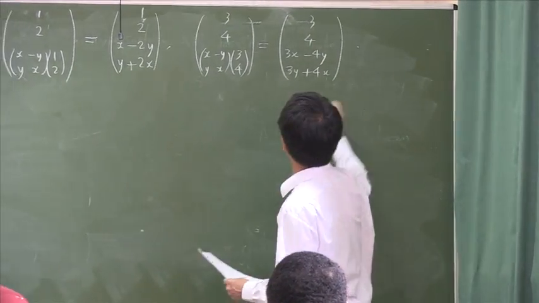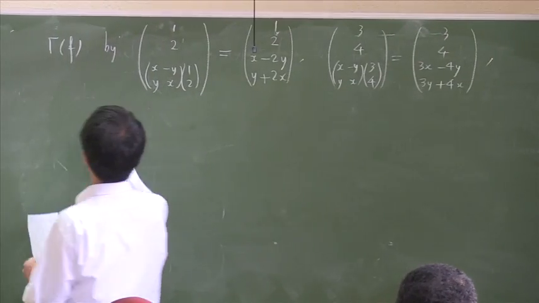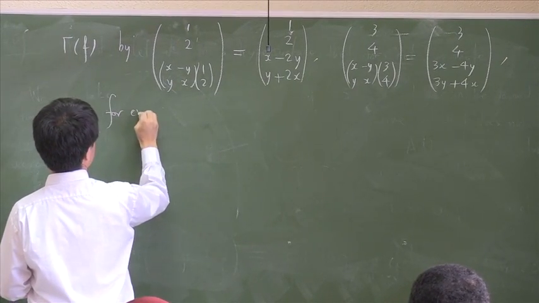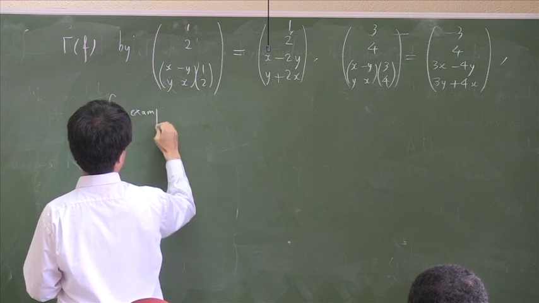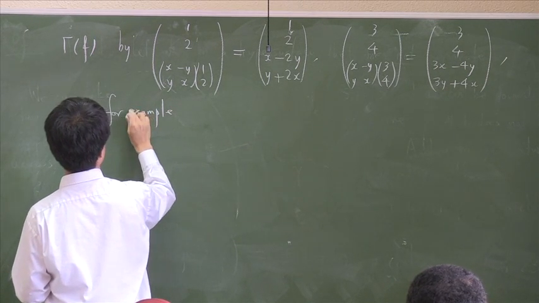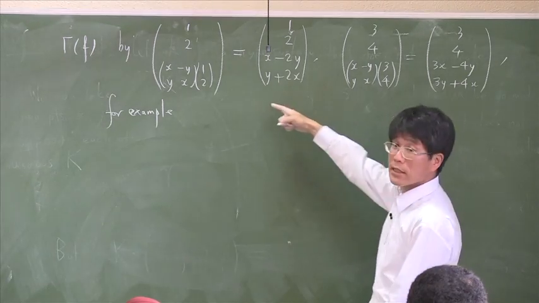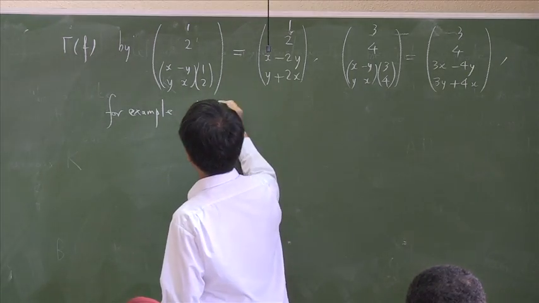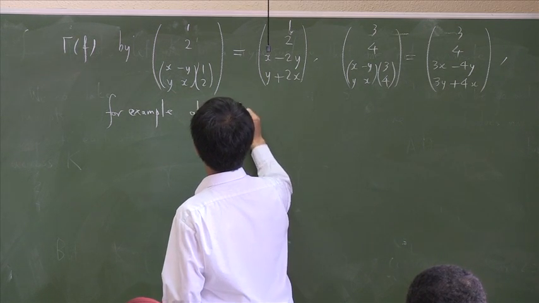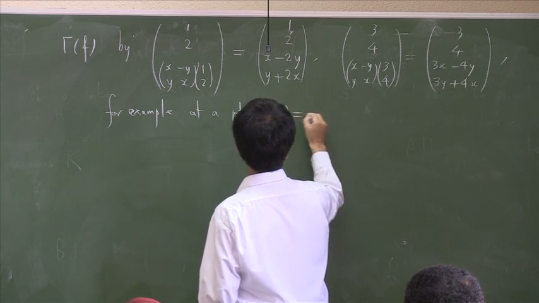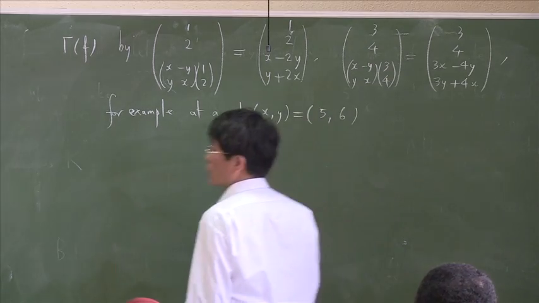Okay, good. For example, what do I mean by those symbols, x and y? For example, let's say that you want to have the orienting basis at a certain point, at the point xy. Let's say that we take the point 5, 6.